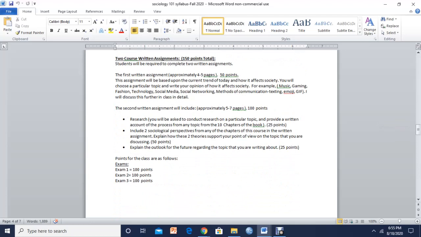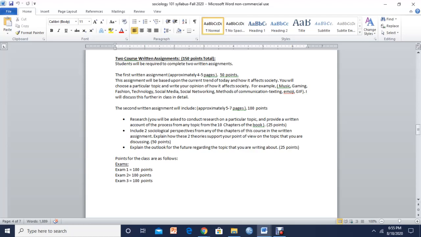2 written assignments for this course. I got 2 papers for you to write. First written assignment is approximately 4 to 5 pages. This is worth 50 points. Just a small one. I have a due date, which is on the syllabus and the course schedule, which has exactly when the paper is due.